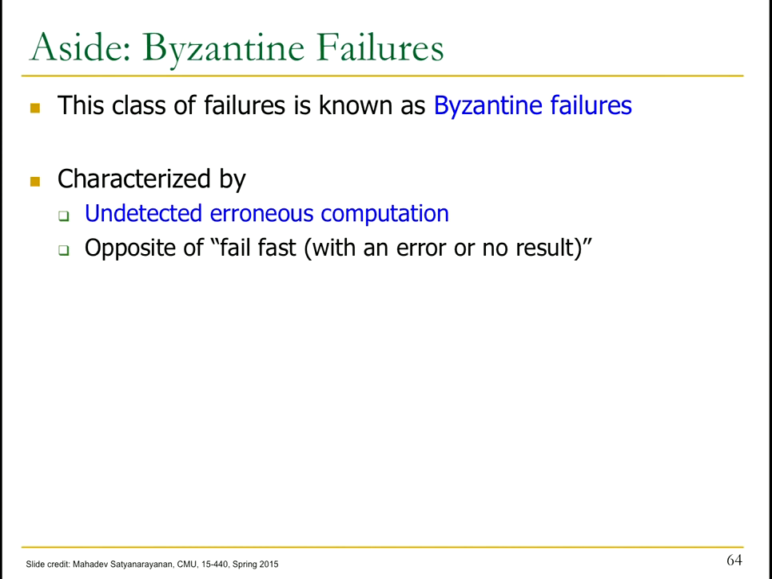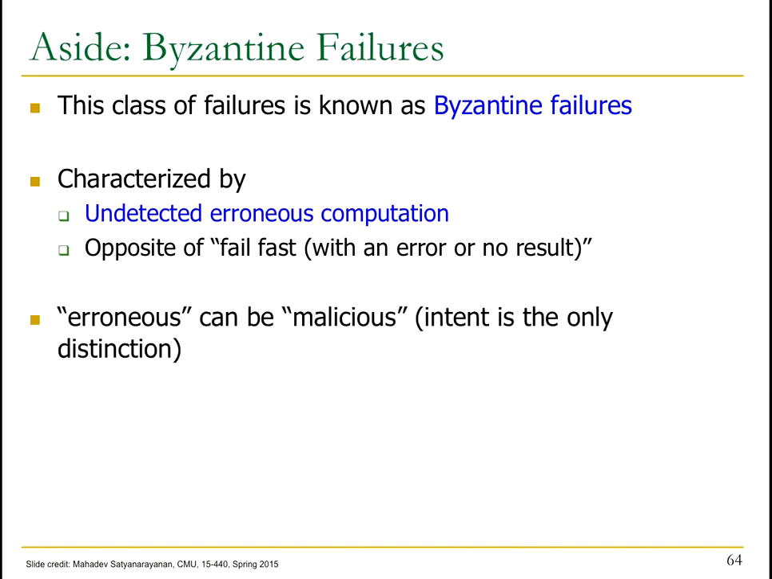When you design a system, if it's going to fail, you want it to fail fast, and you want to know about it. Basically, either it says, oh, I failed and I had an error, or I failed, I had no result, so do something about it. Whereas RowHammer is undetected erroneous computation, right? That's why all hell breaks loose in the end. And erroneous actually can be malicious. The only distinction is really intent and the mechanisms you use to exploit it. And you can see that this is a reliability problem, but also a security problem, right?